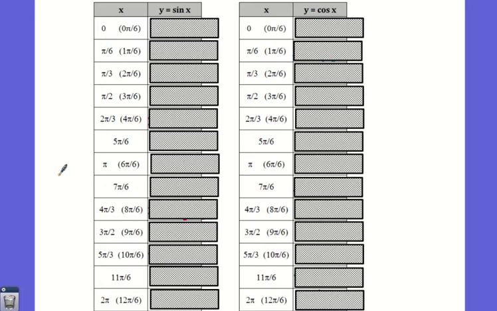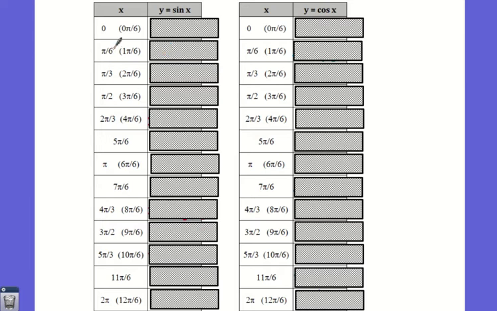And if you have a calculator handy, you could just let the calculator bang these out for you. Just make sure that if you're going to be doing the sine of pi over 6, pi over 6 is in parentheses, and make sure your calculator is in radian mode. Okay? So you're probably going to just let the calculator bang these out for you.